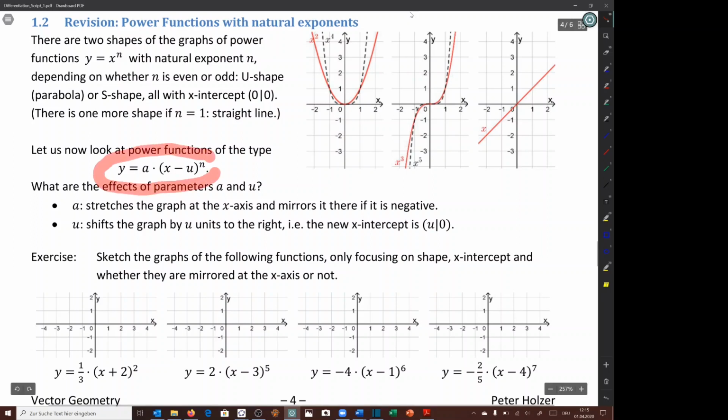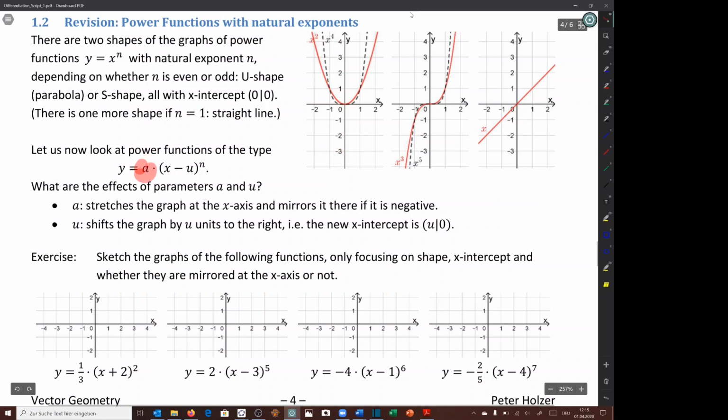Now let us look at a little bit more generalized form of the power functions, namely those with the equation y equals a times (x minus u) to the power of n. And the question is, how do the parameters a and u affect the power functions x to the power of n? Well, the effect of a is stretching the graph at the x-axis, so in y direction.